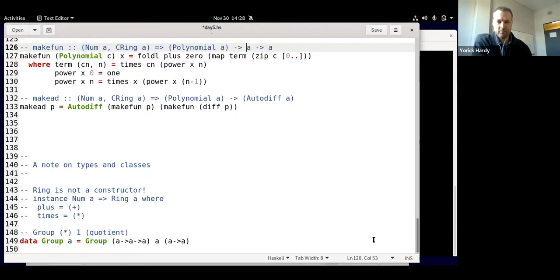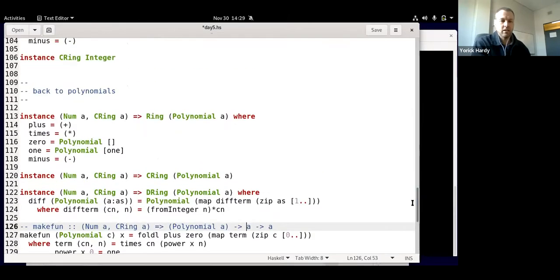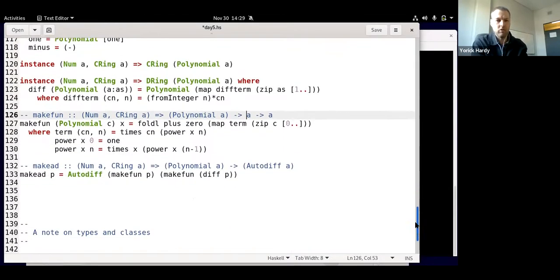Right, so that's pretty much what I wanted to say, just to give you a tour of polynomials and type classes, so how you would implement your own, and a little bit more of computer algebra.